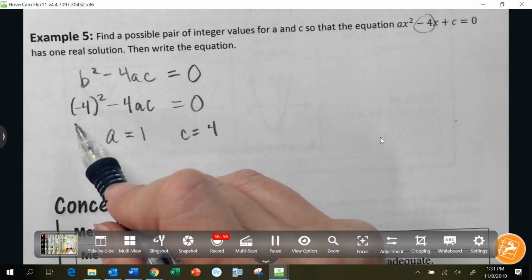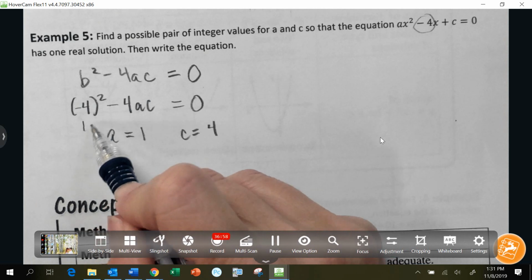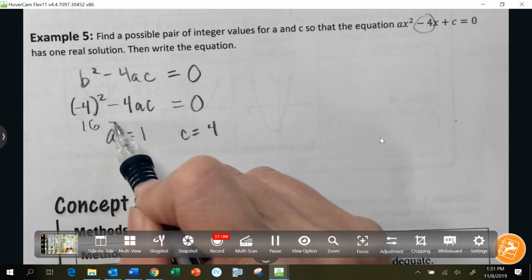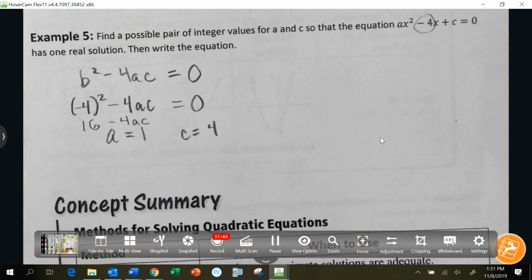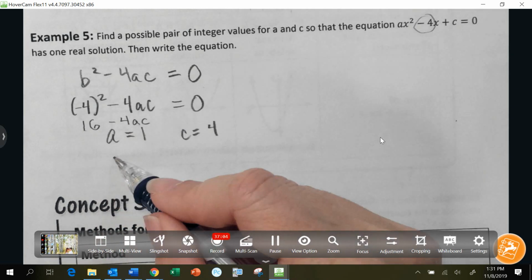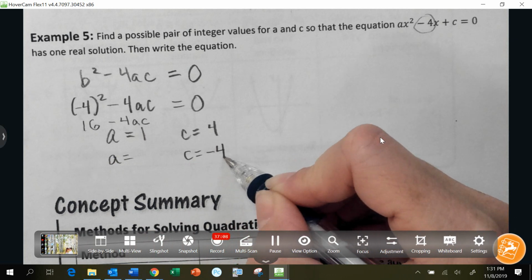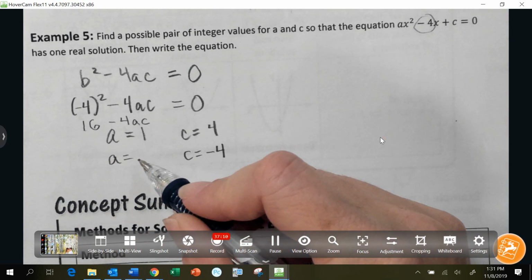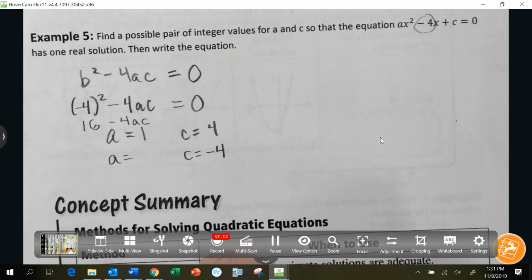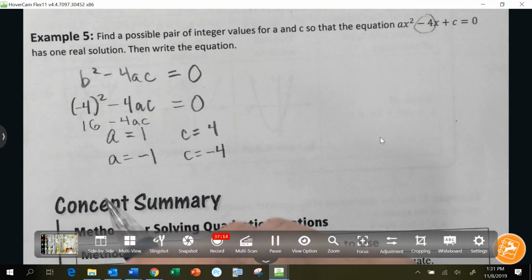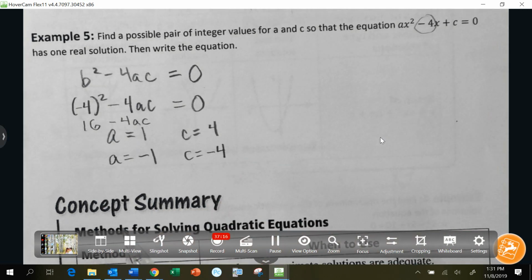What's negative 4 squared? I got 16. Positive, and then it would be 16 plus 16. So, Martin, if you made C negative 4, what would your A have to be? Have to be negative 1, Martin. Thanks. Hey, look, I got plus or minus.